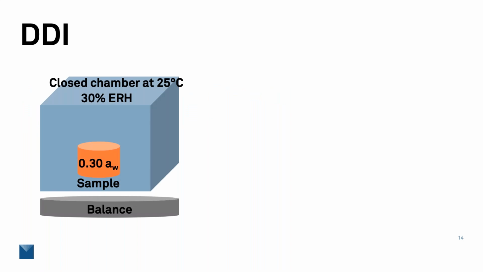So the DDI method, I'm going to use a similar example that Zachary had before. We have the same setup that we had in the first example. We have our sample at 0.3 water activity. It's in this chamber. There's the high measurement balance underneath as well. And right now it's just sitting there. We're not doing anything to it. So we're at equilibrium there. We have 0.3 for the sample and 30% relative humidity in the chamber.